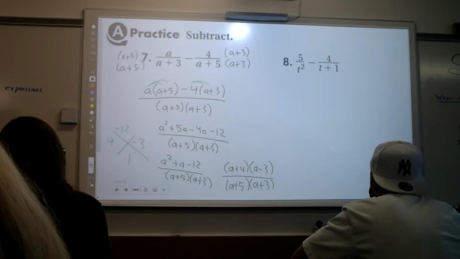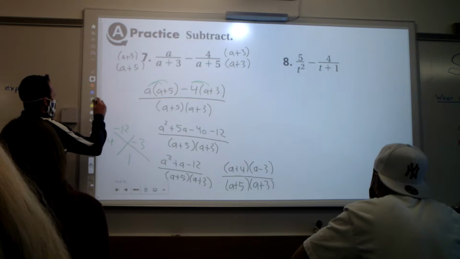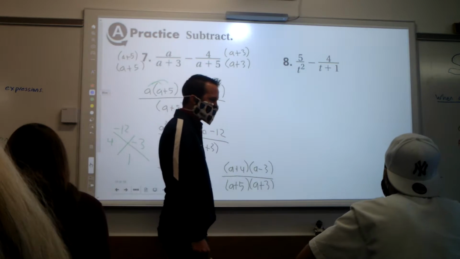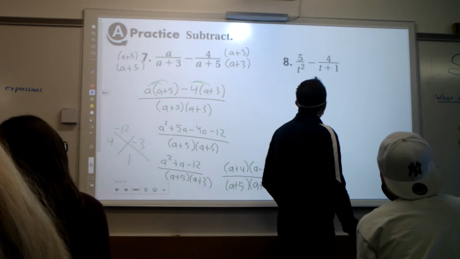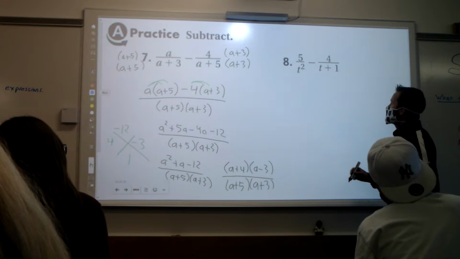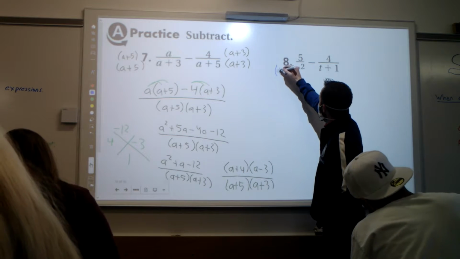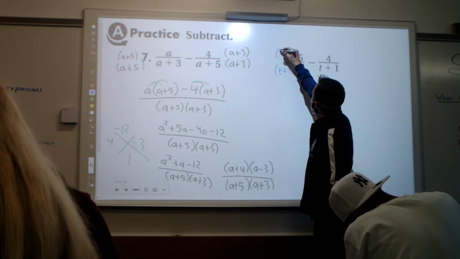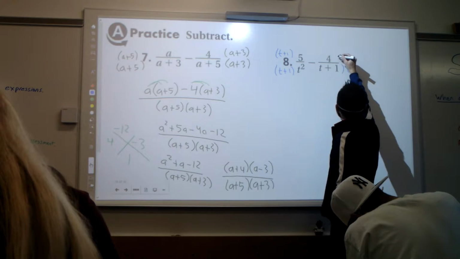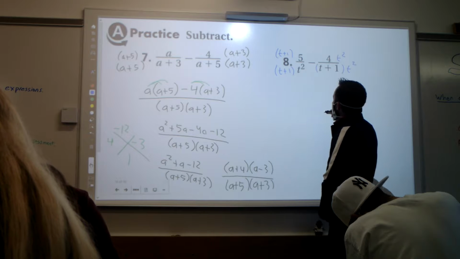Jerson, what am I going to do to start this off? I don't have a common denominator. So what should I do? Plus t plus 1 on one side. So over here, you need a t plus 1. And on the other, t squared. Okay, cool. Let's write that out.